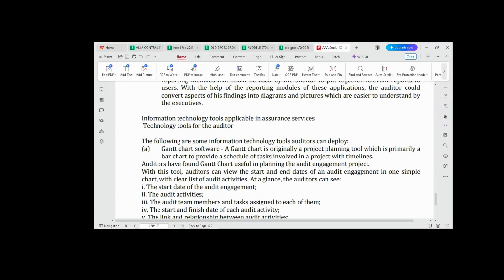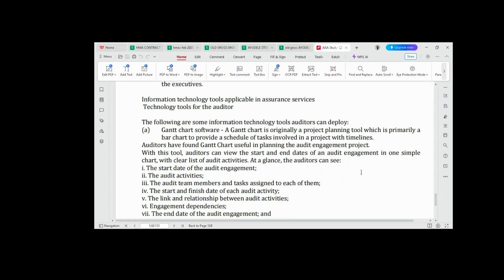They are not inbuilt. No audit software has the names of your audit staff. You are the one that is going to populate it with their appropriate experience and qualifications. So based on that, we analyze and select an audit team that best suits that particular audit engagement. Then it will also contain the start and finish date of each audit activity.